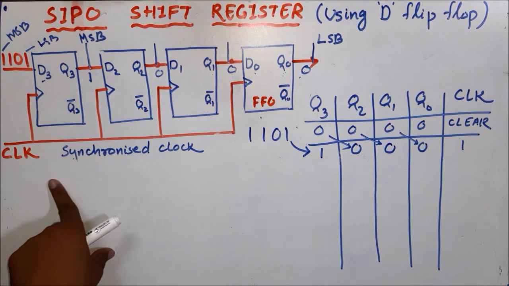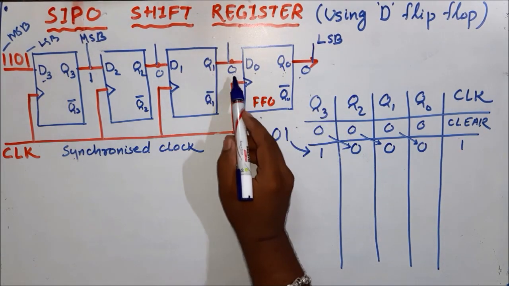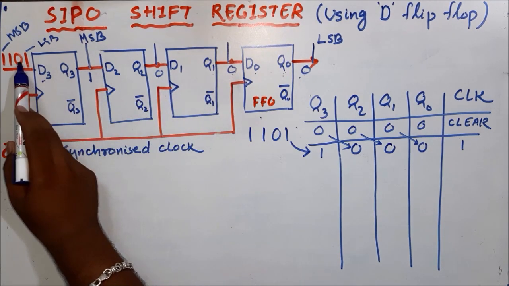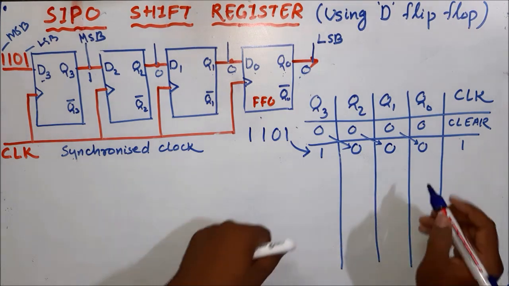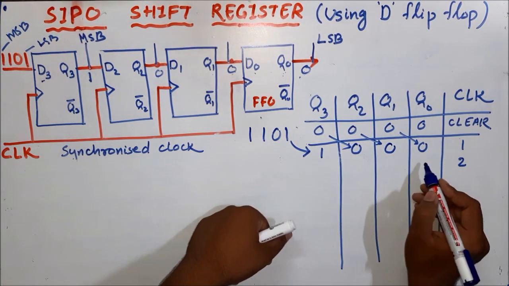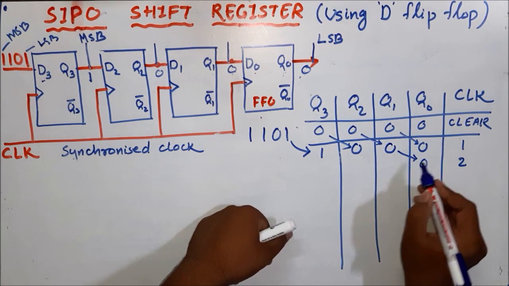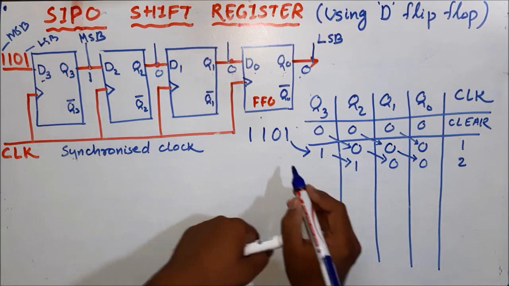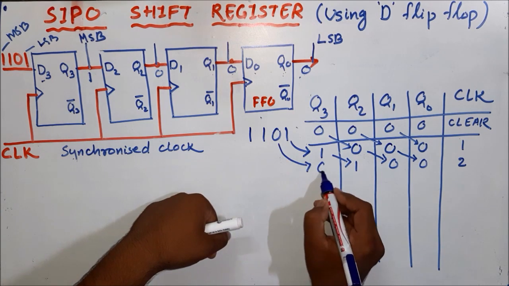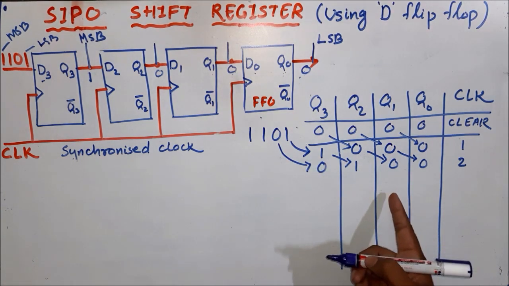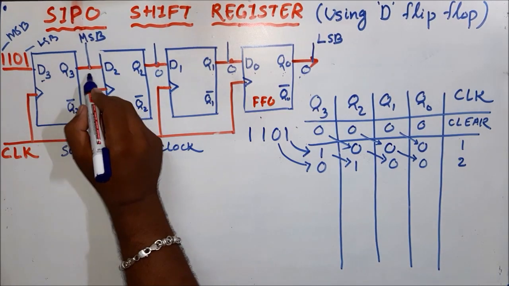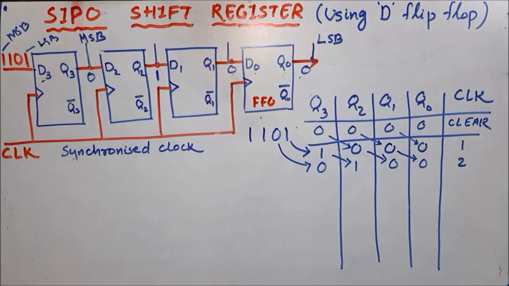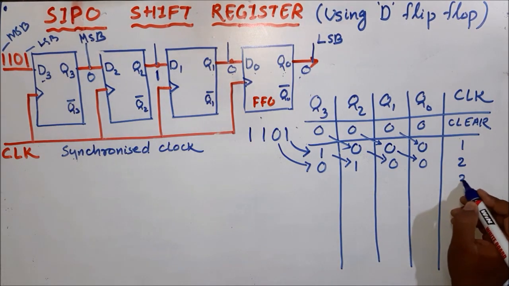For the second clock pulse, again the input is routed to the output. This 0 goes here, this 0 goes here, this 1 goes here, and the second bit 0 goes here. So for the second clock pulse I can write 0, 0, 1, 0. This is the output of the second clock pulse, so this is 0 and my Q2 becomes 1. Clear?